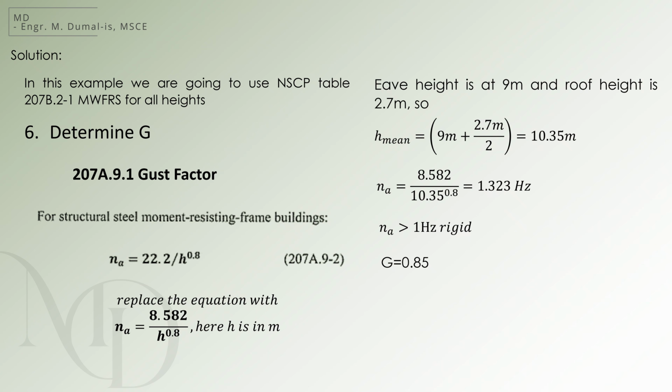If we apply the revised equation for steel structures, using the height in meters, we still arrive at the same result of about 1.32 Hz. This confirms that the adjustment we made to the formula is valid. In other words, whether we convert the height into feet and use the original ASCE equation, or we use the modified version that works directly with meters, the outcome is consistent. The natural frequency remains greater than 1 Hz, which means the structure is classified as rigid and the gust effect factor stays at 0.85.